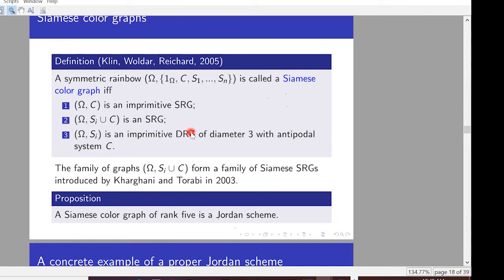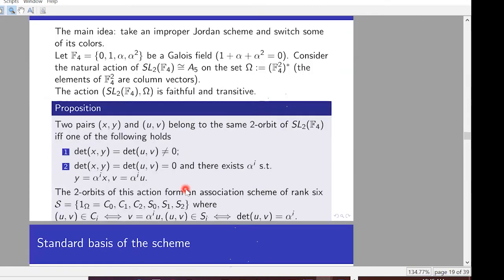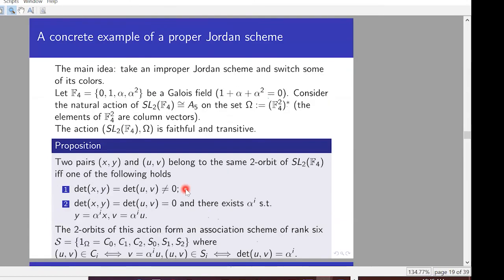First, I'm starting from the example. Now, a concrete example of a proper Jordan scheme. Now, the main idea: we take an improper Jordan scheme and make a switching, which is kind of Seidel switching, but not for graphs, but for rainbows.